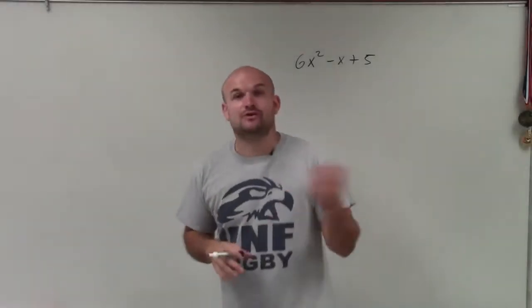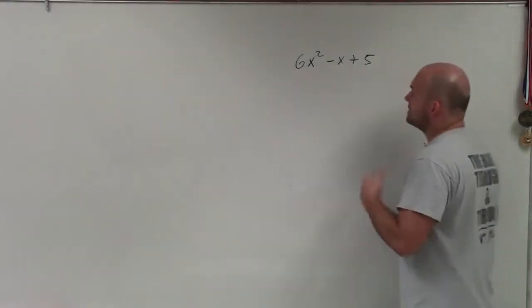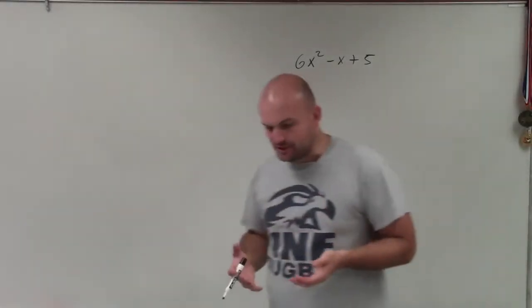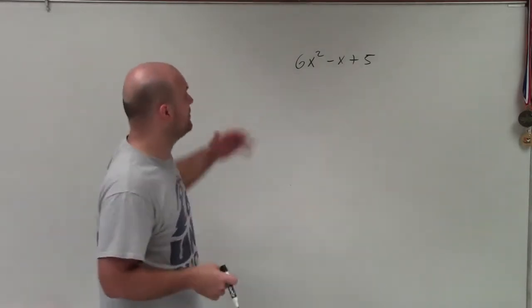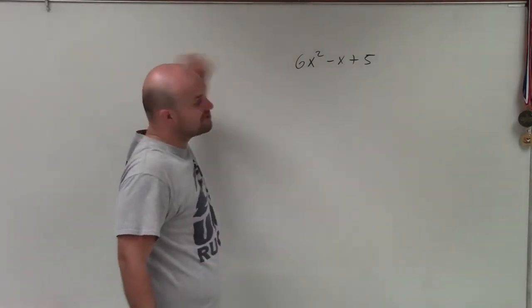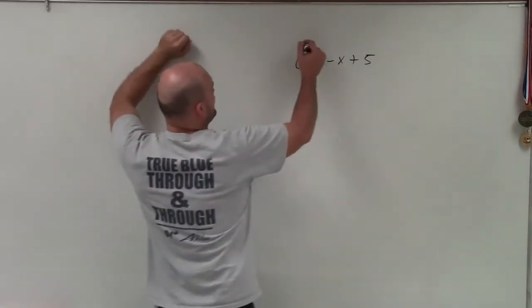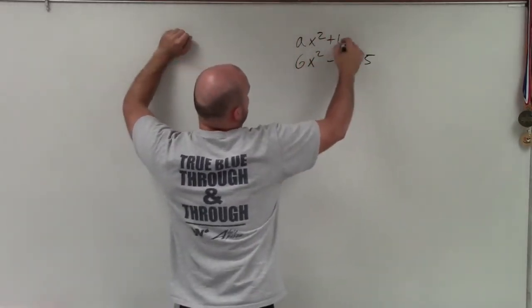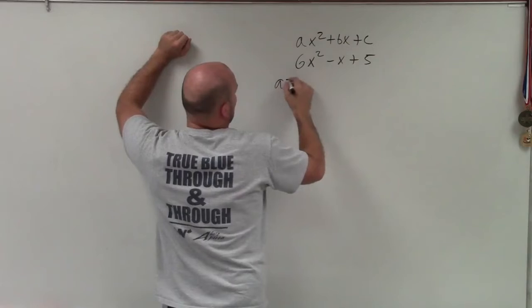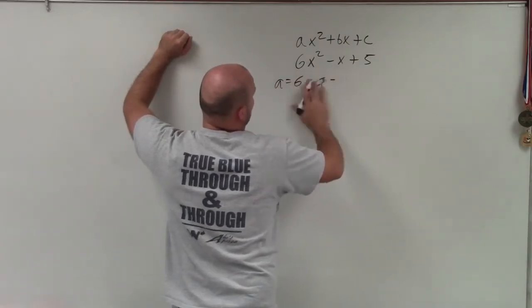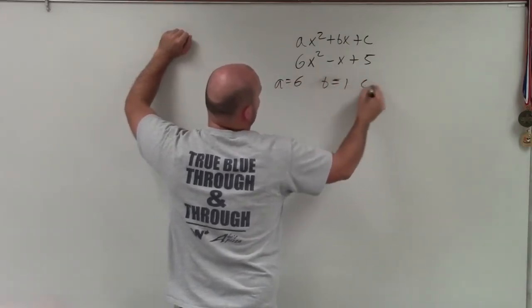So what I'd like to do is show you how to factor this trinomial. And again, when looking at factoring, when we have a greater than 1, one way we can look at this is either doing it in our head, or we could also apply our AC method. So when looking at the AC method, I have ax squared plus bx plus c. So a equals 6, b equals negative 1, and c equals 5.